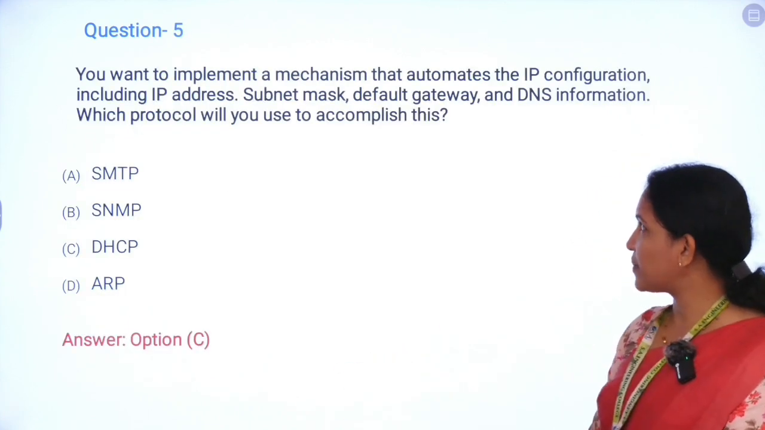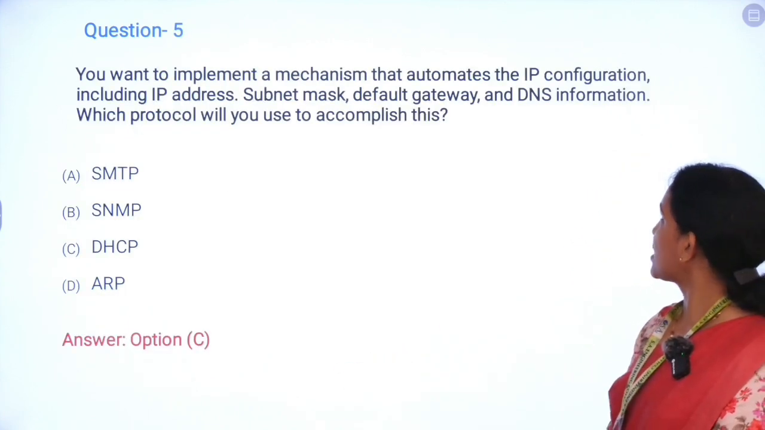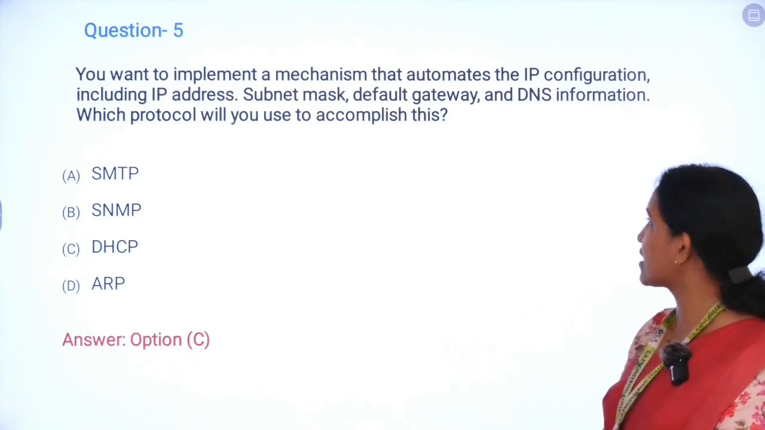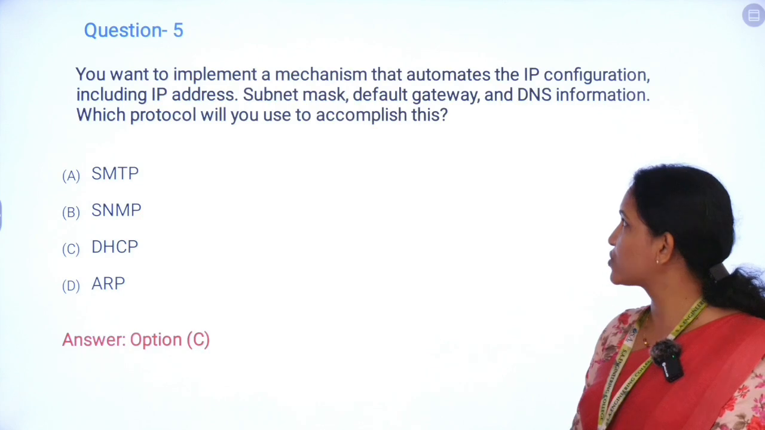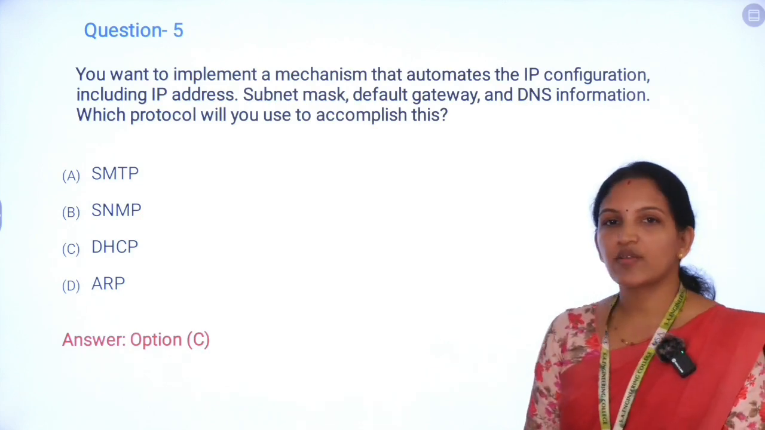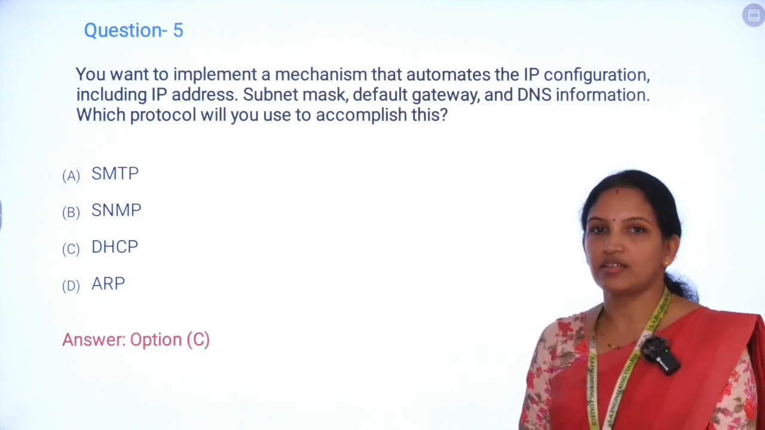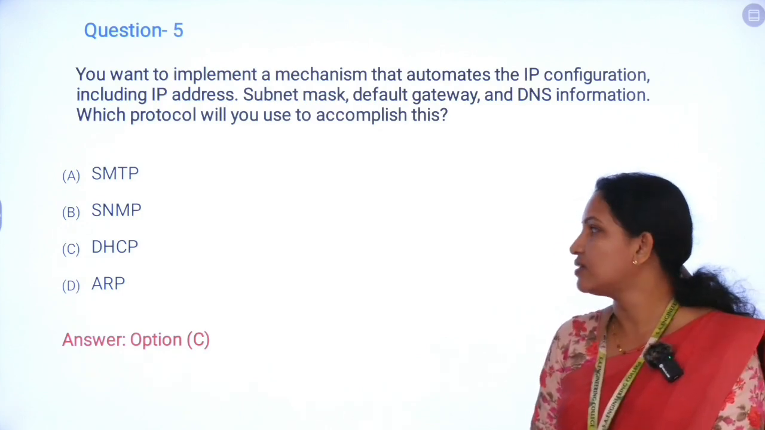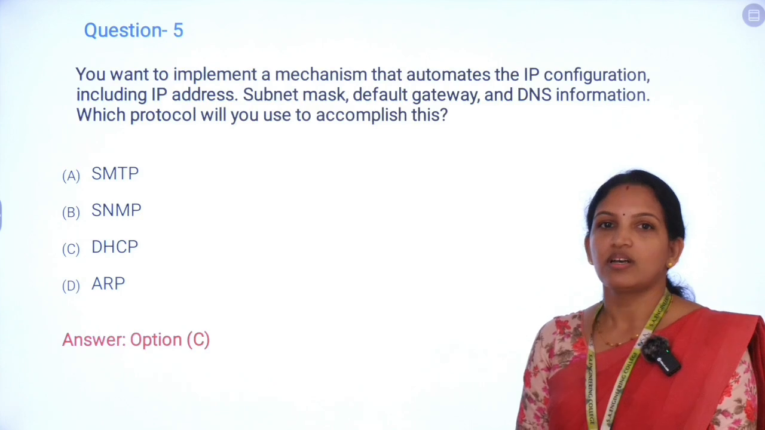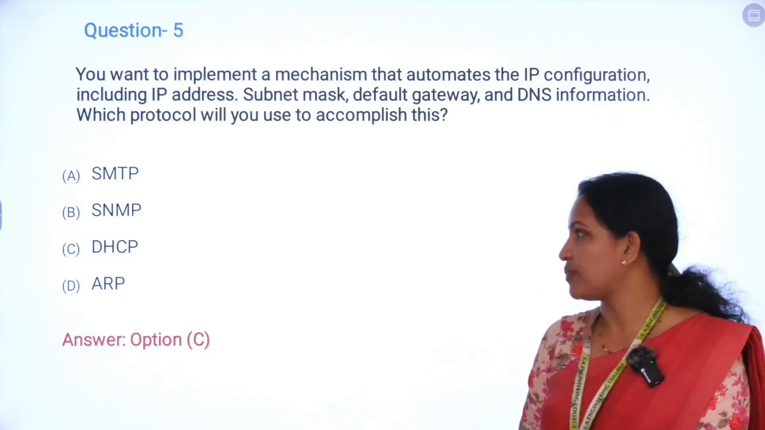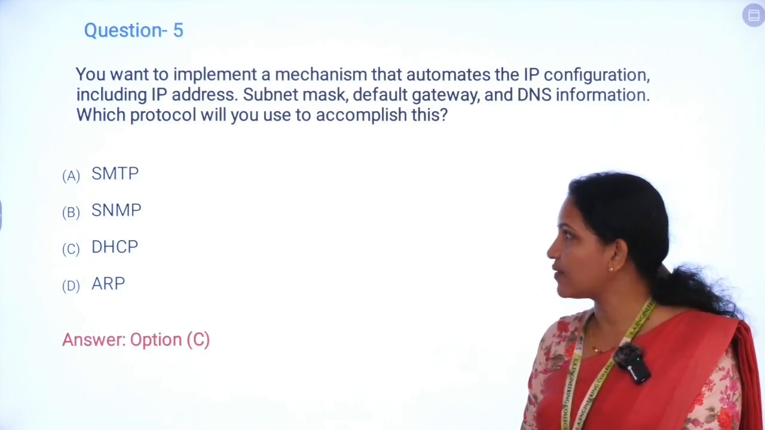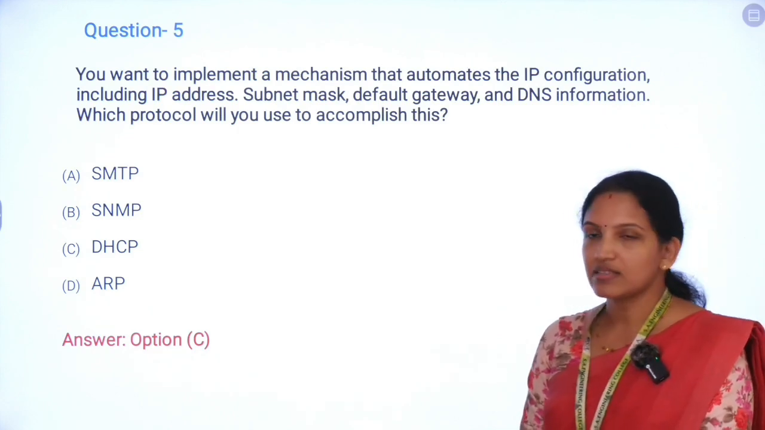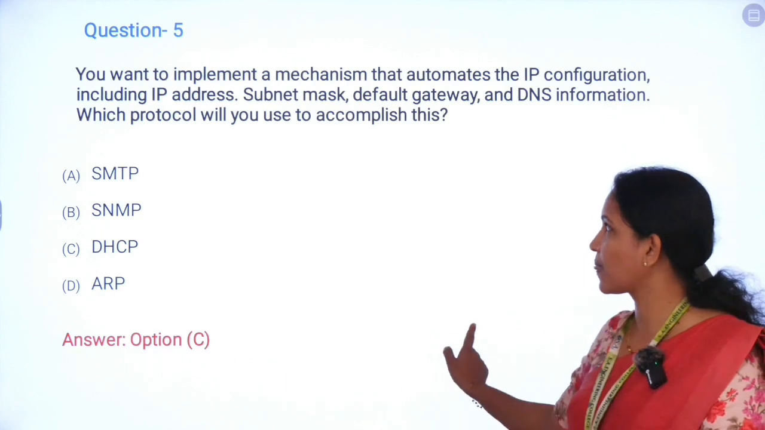Next question, you want to implement a mechanism that automates an IP configuration including IP address, subnet mask, default gateway and DNS information. Which protocol will you use to accomplish this? Basically what we want is to configure a machine. So of course we will be using DHCP, that is used for dynamic configuration of machines. The options given are SMTP, SNMP, DHCP and ARP. So the correct answer is option C, DHCP.